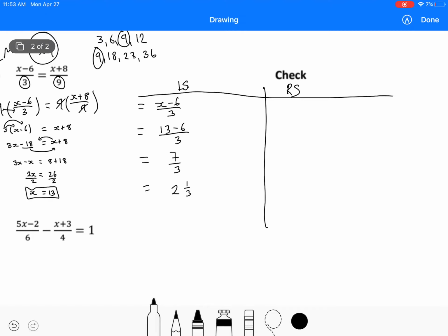Again, if you really want, you can rewrite this as 2 and 1/3, but it means the same thing. Either works. Now on the right side, our equation was x plus 8 divided by 9. So that's 13 plus 8 divided by 9, which is equal to 21 over 9. And now, again, we just need to reduce that by dividing by 3. And that ends up being 7 over 3, or 2 1/3, which is the same answer. Meaning the left side has to equal the right side, and we know we did it right. Okay, so that check wasn't too bad.